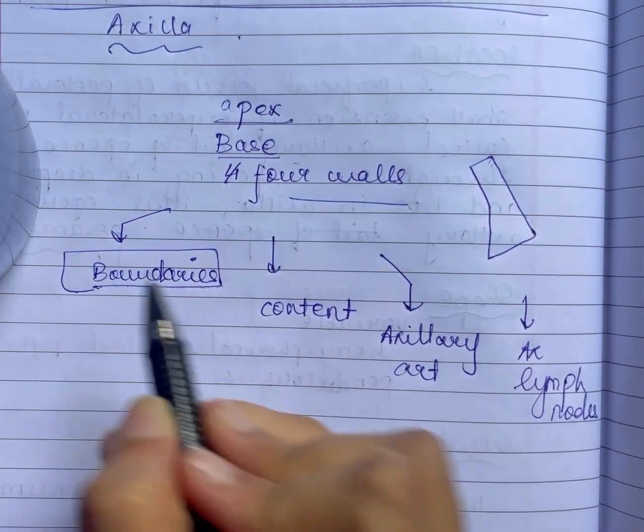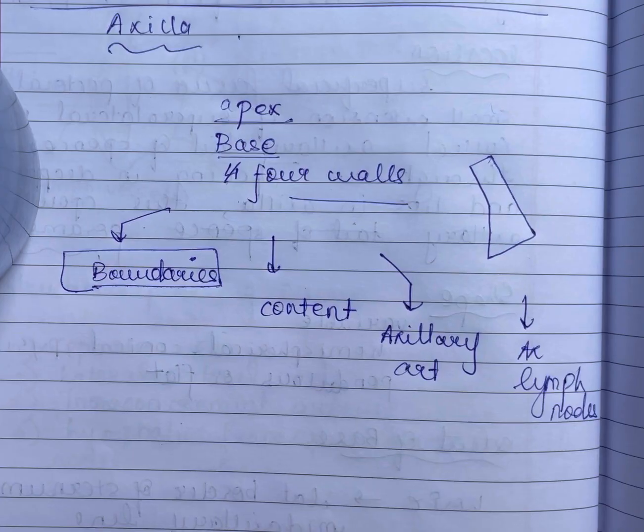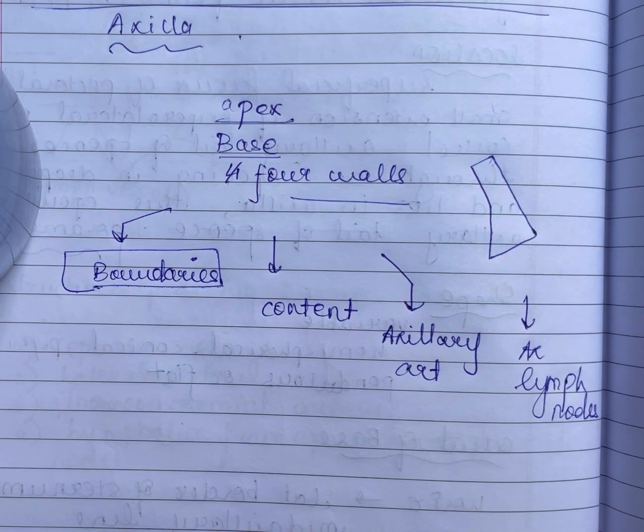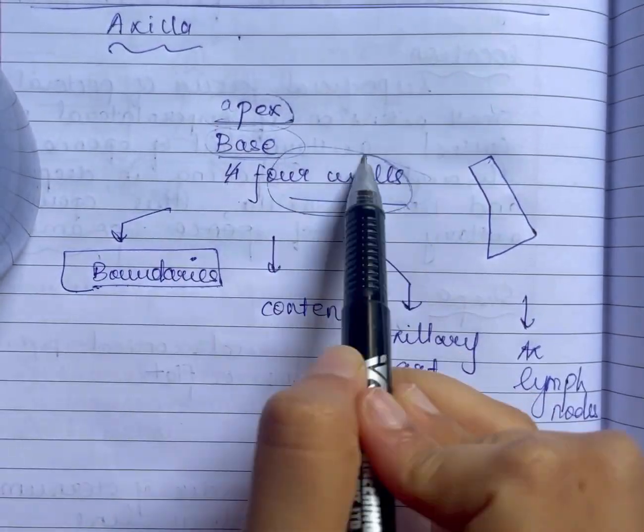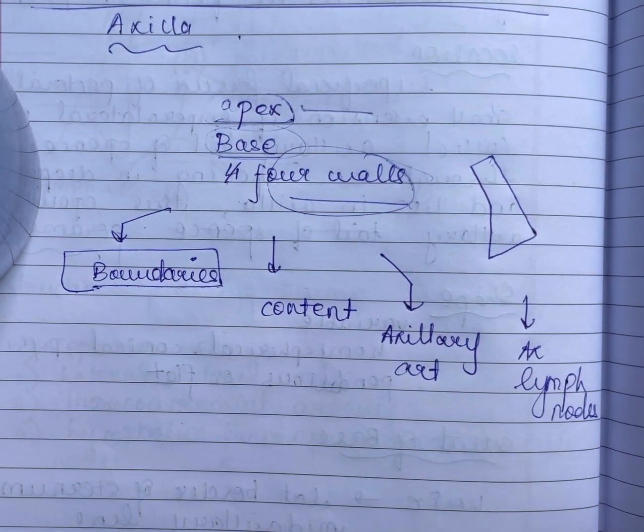So first, the boundaries. The apex or the cervico-axillary canal is directed upwards and medially towards the root of the neck. So the boundaries are, as I said before, apex, base and four walls. The apex is directed upwards and medially towards the root of the neck.